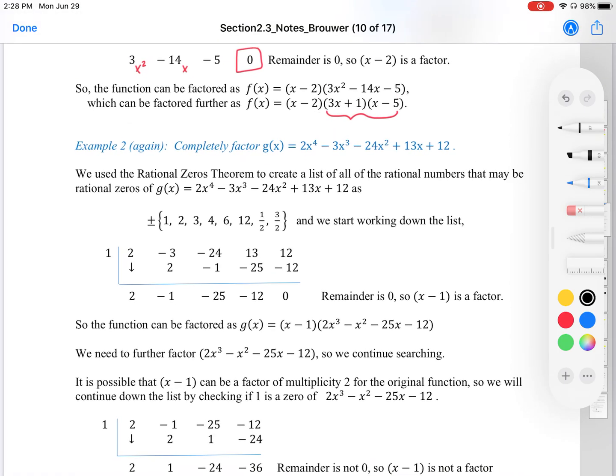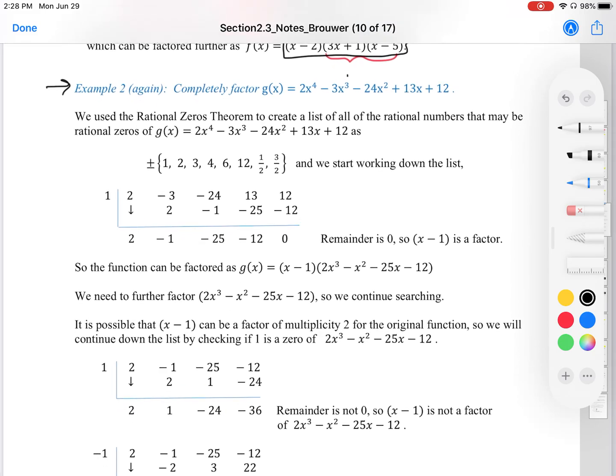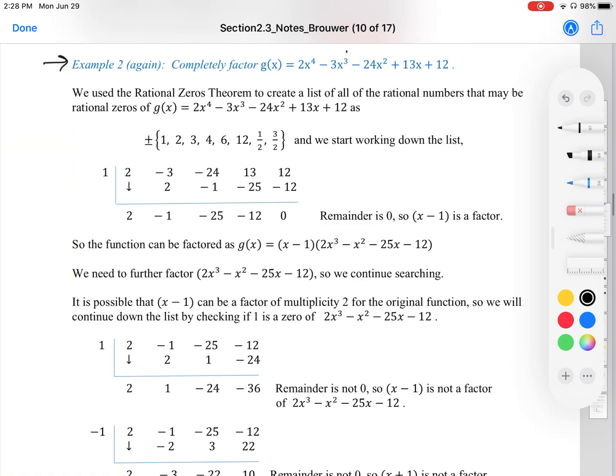All right, so moving forward, we have it as a list of linear factors. We can do so with any polynomial that we can't begin by factoring. Let's look at example 2. Here I have my list of rational zeros that we created. So I'm taking the factors of 12 and the factors of 2, and we created this list.